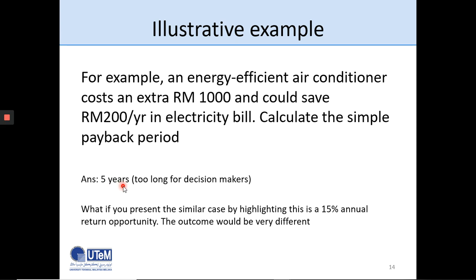So maybe for us, if it takes 5 years just to get back 1,000, maybe many of us say it's too long, right? Okay, but later when we represent the case as internal rate of return, like the sentence here, then you might be able to twist it a bit to make it more interesting or more appealing. Okay, but save the case for now. We just go to the simple example here. Simple payback period is not so attractive.